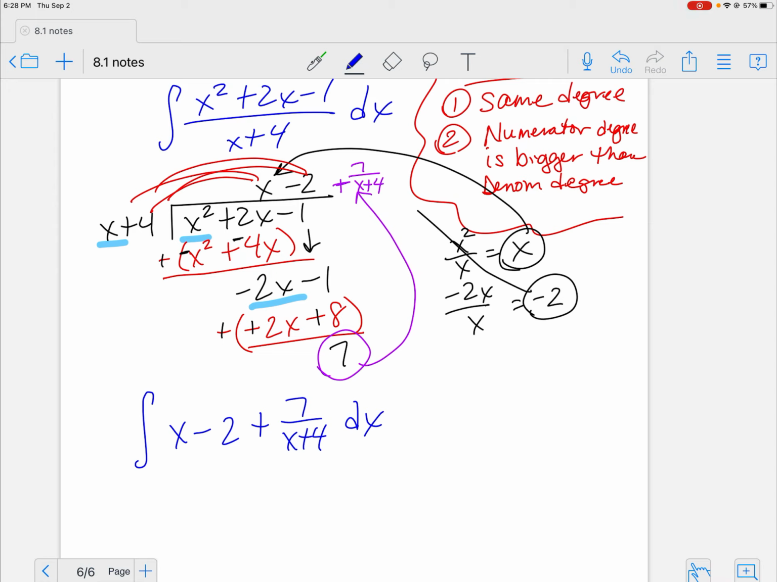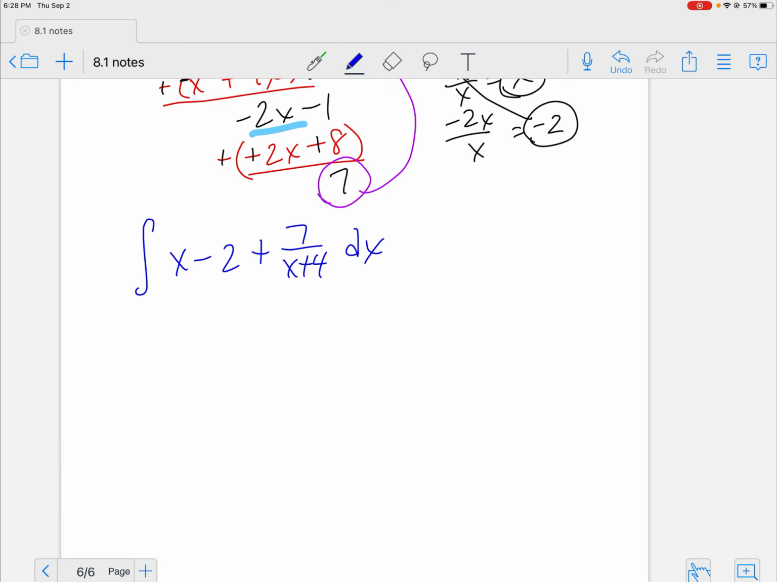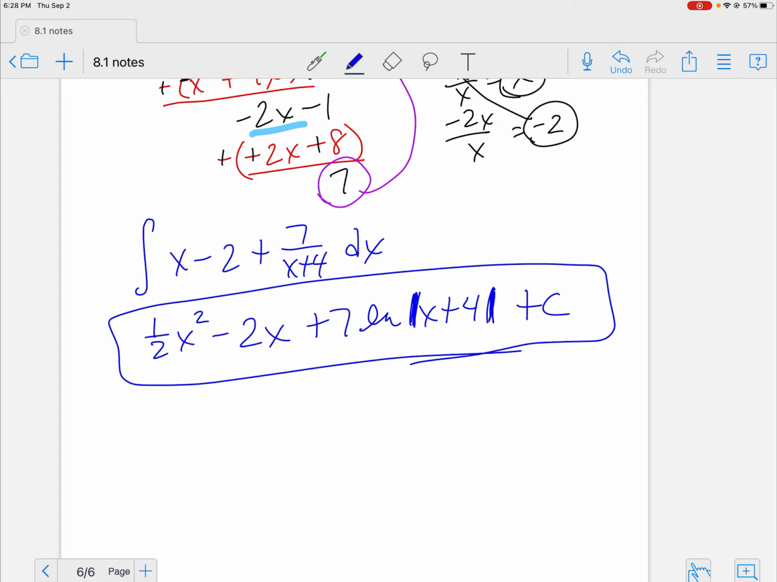All right, good. Now integrate. The antiderivative of x is one half x squared, minus the antiderivative of 2, which is just 2x. Then I'm going to take this 7. There's no need for a u-sub here. It's direct, because the derivative of x plus 4 is 1. So it's a direct right to the answer: 7 natural log of the absolute value of x plus 4, plus c.